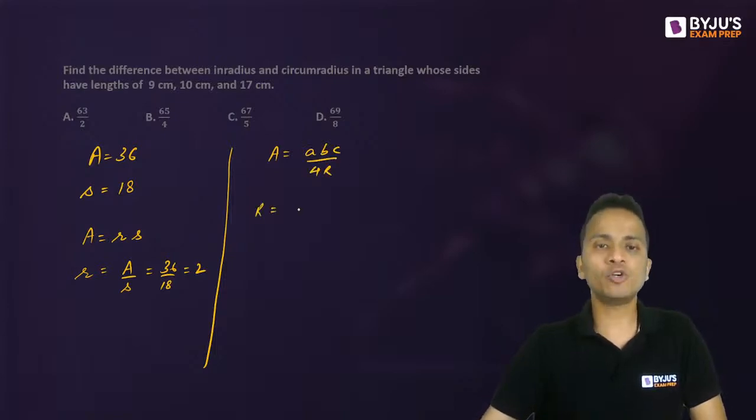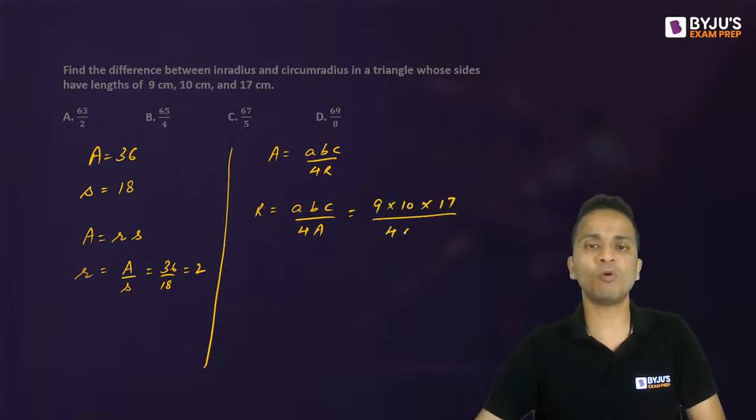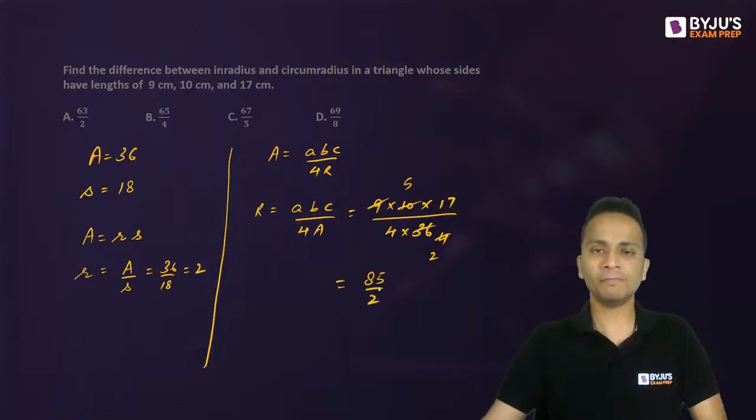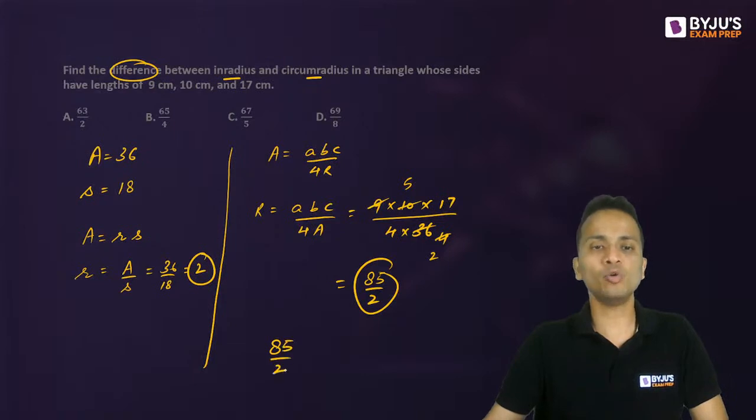Now I'm using the formula area is equal to ABC upon 4 capital R. So capital R will be equal to ABC upon 4 times the area. A is 9, B is 10 and C is 17, the three sides, divided by 4 multiplied by 36. So 9 and 36, 4 will come here, 10 will become 5 and 4 will become 2. So this value will become 85 divided by 2. Now we have to find the difference between the inradius and circumradius. So the difference between these two numbers, 85 upon 2. Oh, sorry, it should be 85 upon 8. A small error.